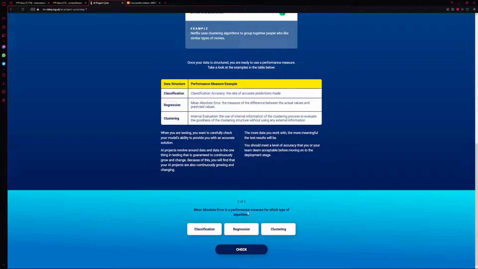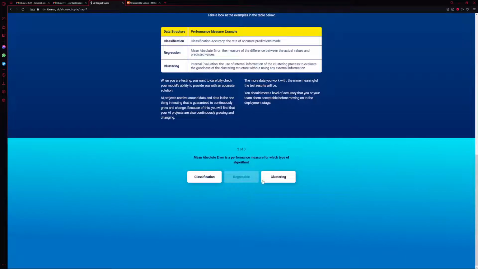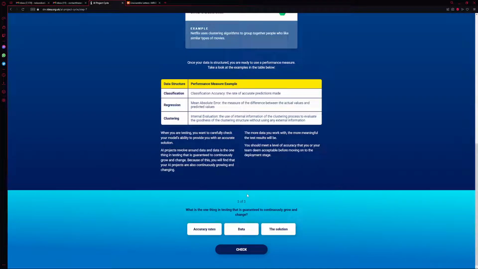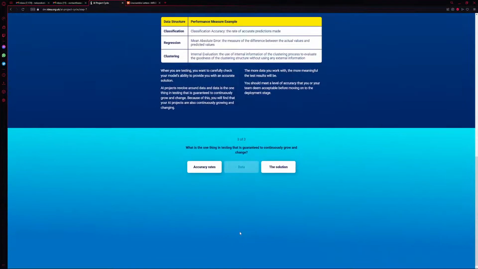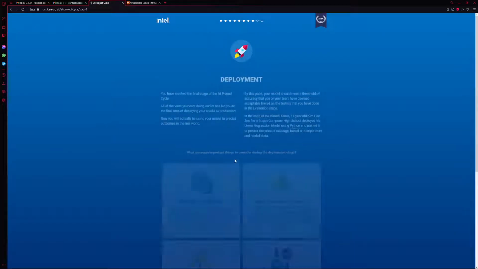Mean absolute error is the performance measure of which type of algorithm? That is mean absolute. That's regression. Yes, let's keep going. What is the one thing in testing that is guaranteed to consistently grow and change? That's data. Yes, let's get going.